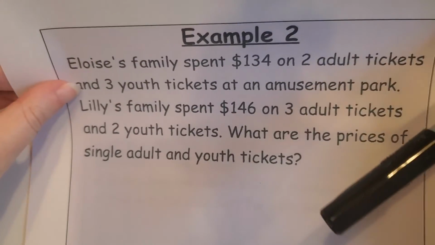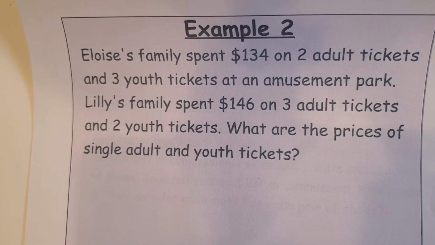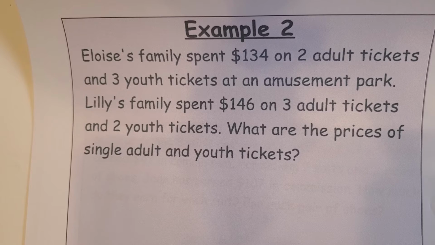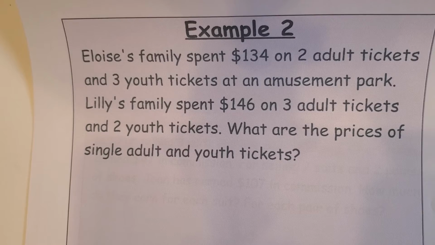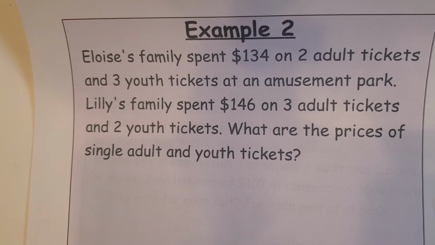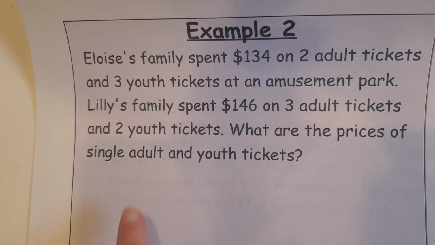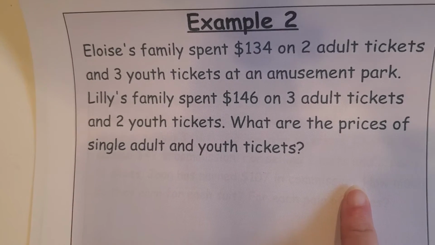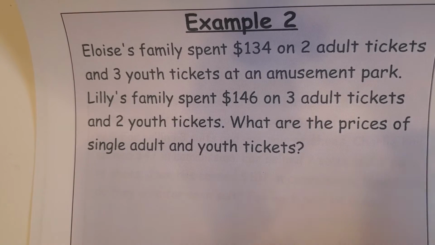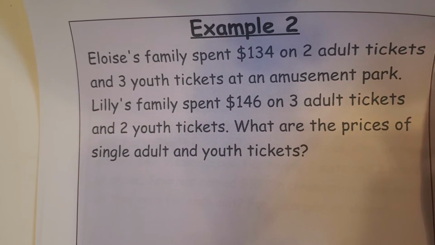Eloise's family spent $134 on 2 adult tickets and 3 youth tickets at an amusement park. Lily's family spent $146 on 3 adult tickets and 2 youth tickets at the same amusement park, we're led to believe. What are the prices of single adult and youth tickets? So this is one of those situations, like I was saying earlier, to represent the 2 different people. There are two different people, Eloise and Lily, who are doing very similar things. They're both buying tickets to an amusement park. So we're going to write one equation to represent how much money Eloise and her family spent, and the other equation to represent how much money Lily and her family spent.